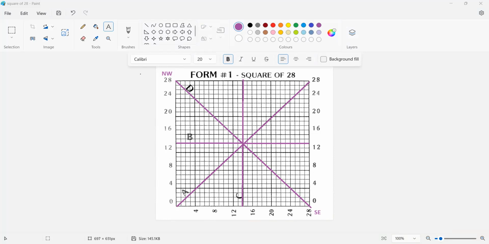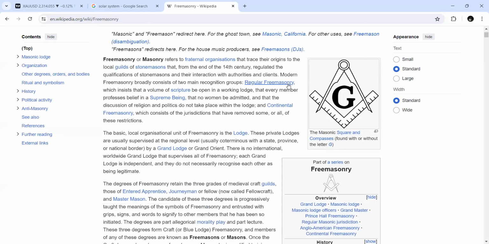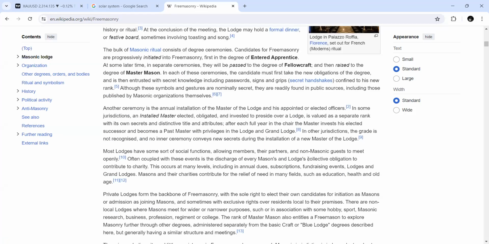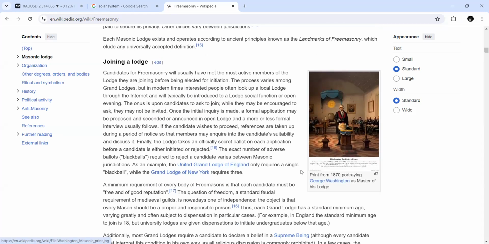Now, when a Mason begins his journey, if you look at the lodge, here's the Masons right here. So this is the symbol. So you see 90-degree, and there's lodges all over the world. And here's a portrait of George Washington. He was a high degree Mason, 33rd degree Mason, and many other influential people.